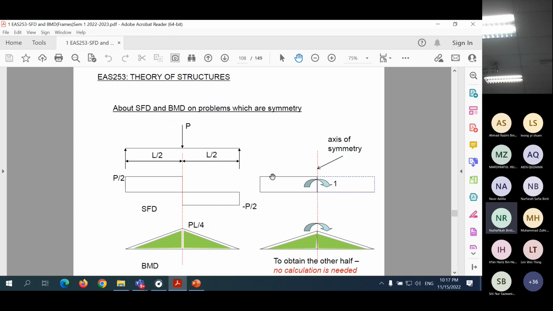And if this is positive, on this side it becomes negative. So for the bending moment, once you know this side, then you flip over to that side. So you complete the whole bending moment diagram. Whatever is positive here is also positive here, and whatever is negative here is also negative. But here is not complete yet. Here is completed. So you just need to determine one side, then you can get the other side of the axis of symmetry.